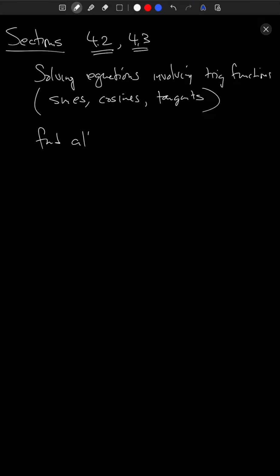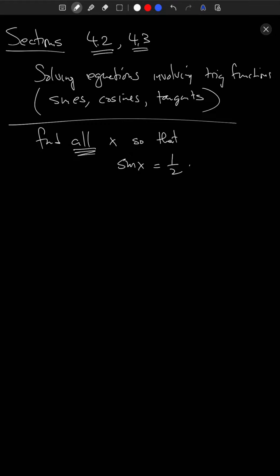Find all, so here's the important word, x, so that sine x is equal to 1/2. All right, so a lot of the problems in this section will look like this. Find all the x so that when you put that number into sine as an input, you'll get the output 1/2.